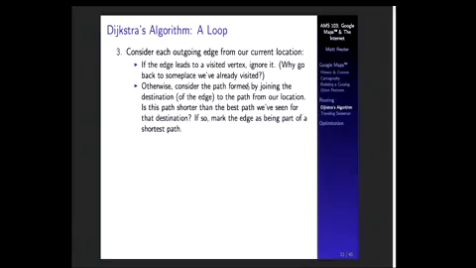Okay, so now, how does Dijkstra's algorithm actually work? Okay, so now that we have this startup complete, we're going to enter into a loop. We're going to go through all of the vertices on the map one by one. We're going to do it in a particular order that will be determined as we execute the algorithm. But we're going to have to consider all of the vertices one at a time. So we get this big loop.